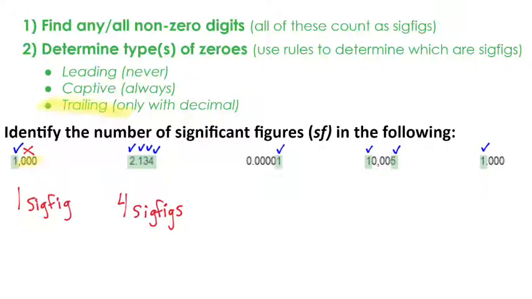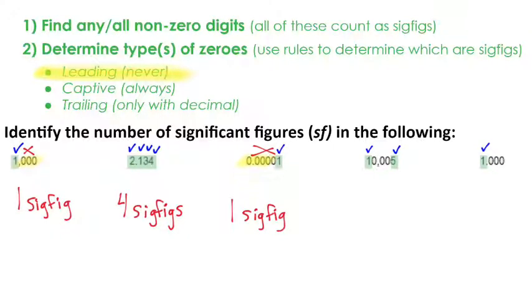So in this next example, we've got a whole lot of zeros up in front of the 1 that we know is a significant figure. If those are to the left, leading our non-zero digit, then that is a leading 0, and these are never significant. We could get rid of those with some scientific notation. So that, once again, leaves us with 1 SigFig.